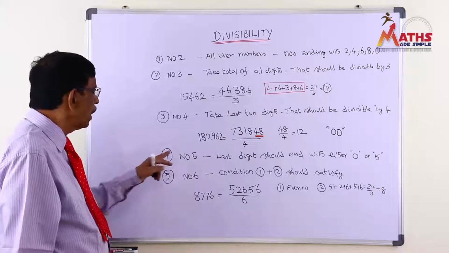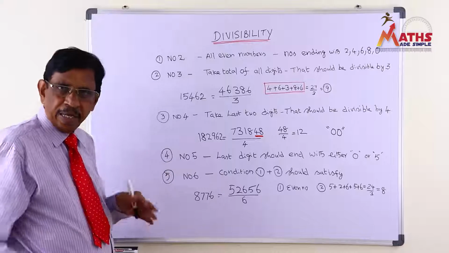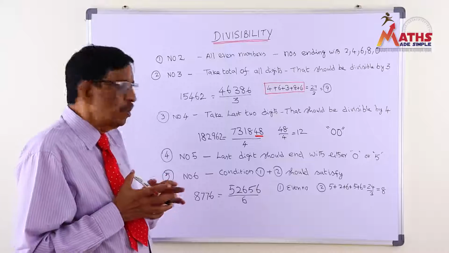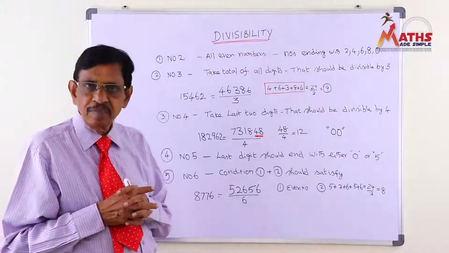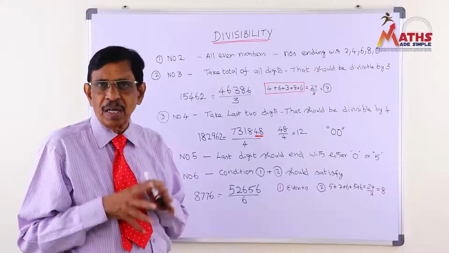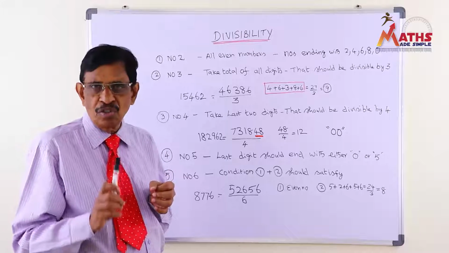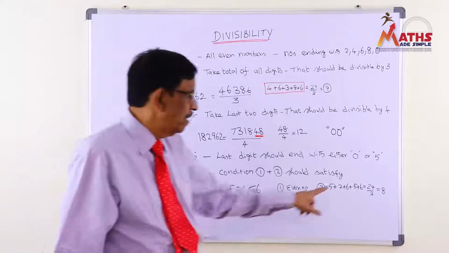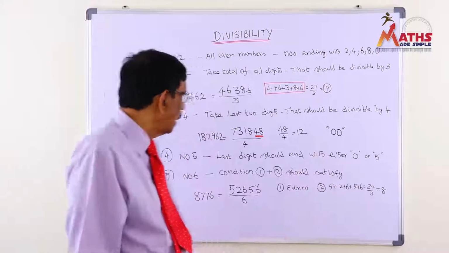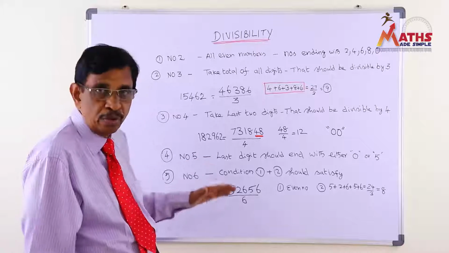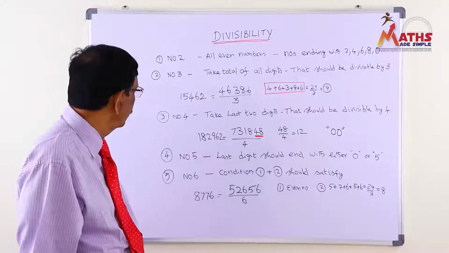Now, coming to number 5. Again it is quite easy, many of you will be knowing about it. To find the divisibility of 5, the last digit of the number should be either 5 or 0. As long as it ends with either 5 or 0, that number is divisible by 5. This is known to many people. I am not going into the details of it.